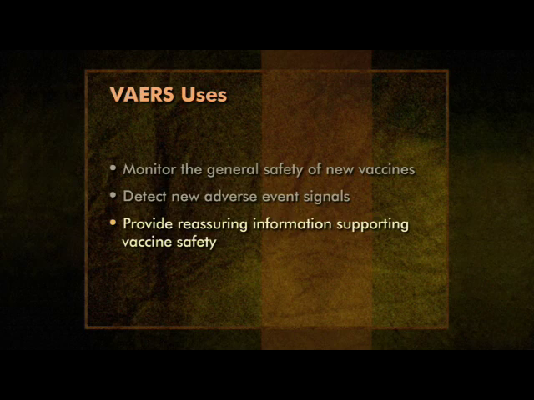VAERS data can also provide reassuring information supporting vaccine safety. For instance, in 1976, vaccination with the swine flu vaccine was associated with Guillain-Barré syndrome, or GBS. VAERS has monitored influenza vaccines every year, looking specifically at reports of GBS. The results have been reassuring, and only a few studies have suggested an increased risk for GBS after influenza vaccines since 1976. The studies suggest that if there is a risk for GBS after influenza vaccine, it would be about 1 additional case per million persons vaccinated.